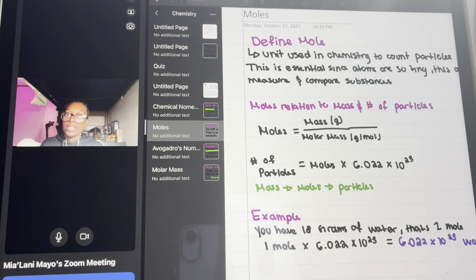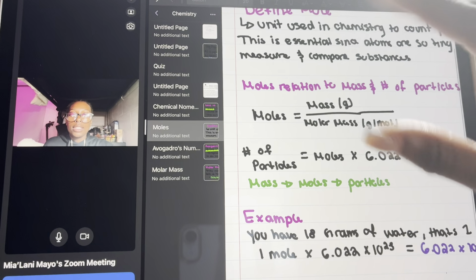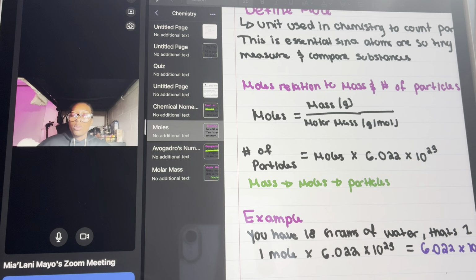Moles equals mass in grams divided by molar mass in grams per mole. And then this is the number of particles formula, which is equal to the moles times 6.022 times 10 to the 23rd. So mass into moles into particles. So moles you could get from the number of particles.